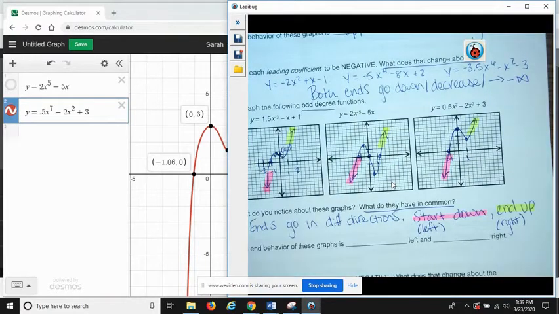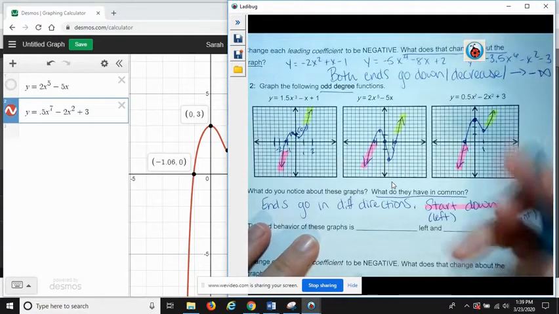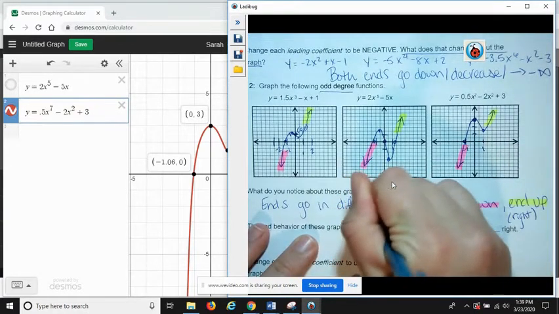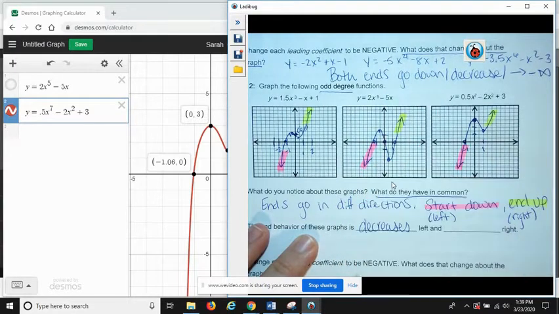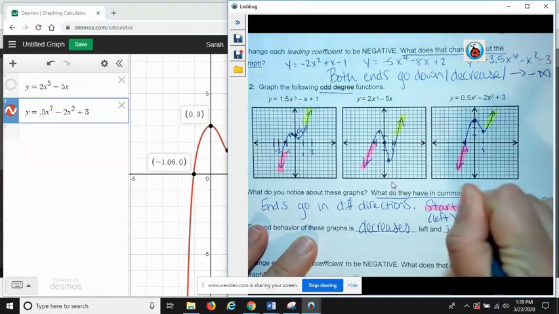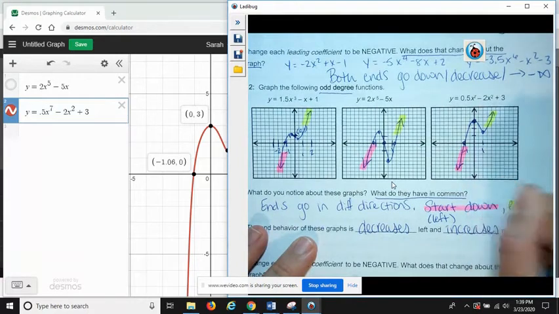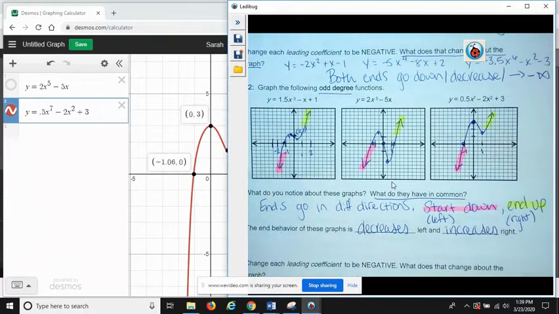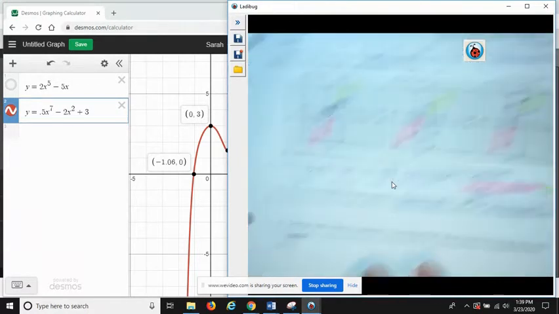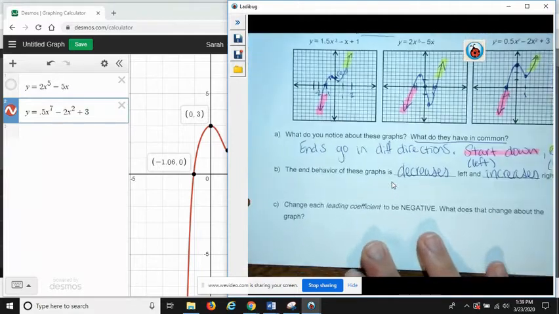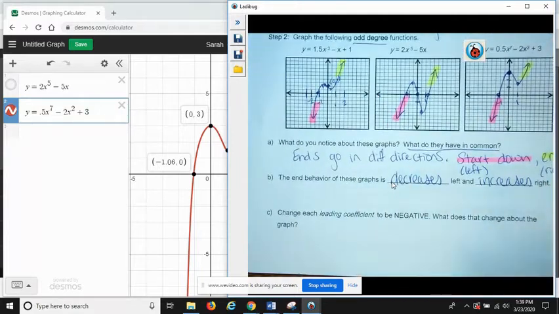Okay, so then it says the end behavior of these graphs is, so it decreases on the left and increases right. Okay, so that's what it's asking in part B. And then part C says change your leading coefficient to be negative. What does it change about the graph?